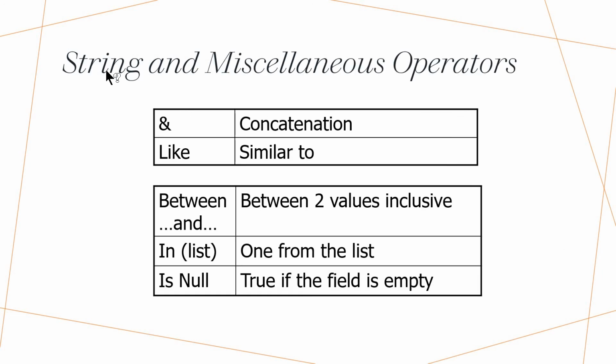Here comes the string and miscellaneous operators. Here the first one is ampersand. Ampersand is nothing but concatenation, where we can combine or join two different texts or two different strings to form one single text or one single string. In that case, this particular operator, that is the ampersand operator, will be used.